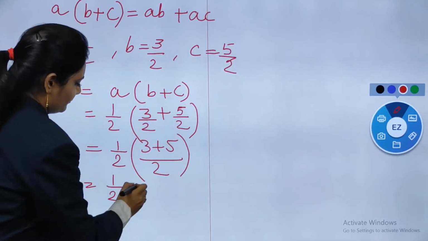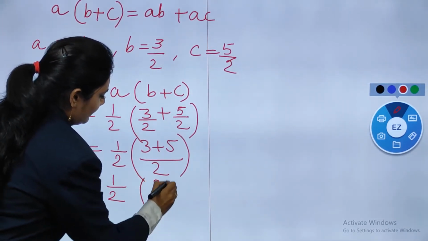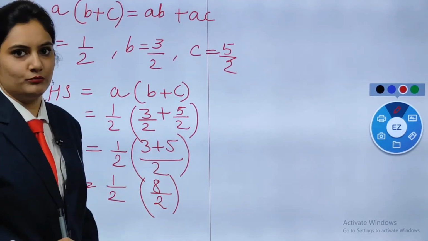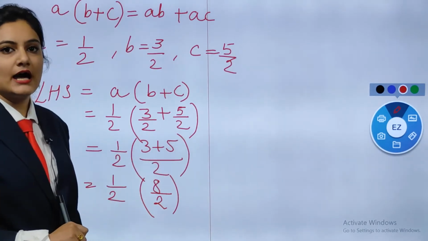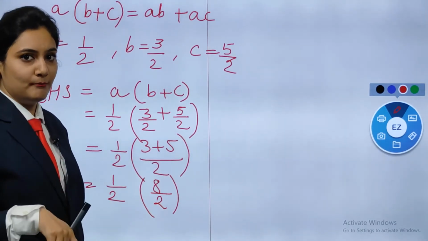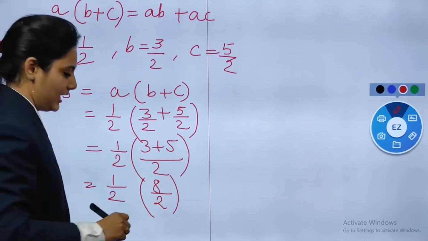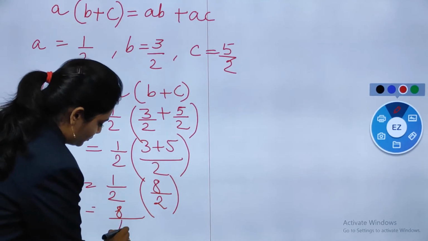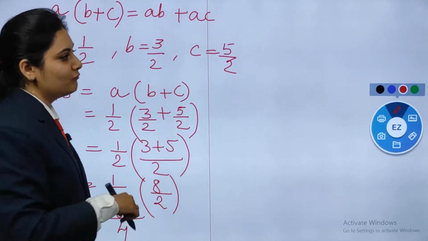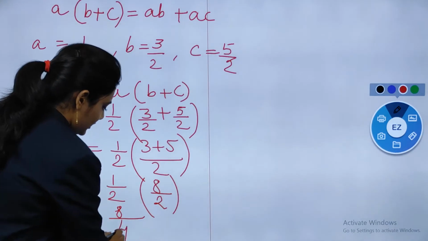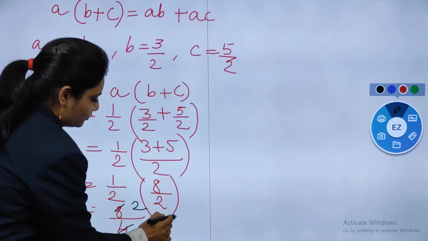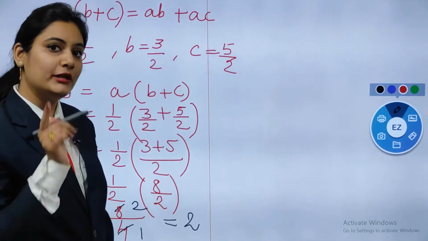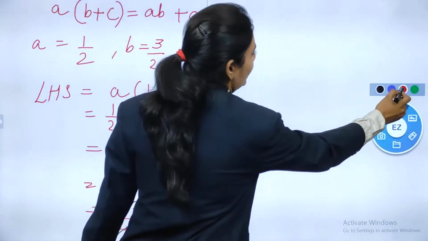So 1 by 2 into 8 by 2. Now these two numbers, 1 by 2 and 8 by 2, are in multiplication, so you will multiply. 1 into 8 is 8, and 2 into 2 is 4. Now if I simplify more, 4 ones are 4 and 4 twos are 8, so I will get the LHS answer as 2. Okay, now coming to the RHS. Now how can we get the RHS?